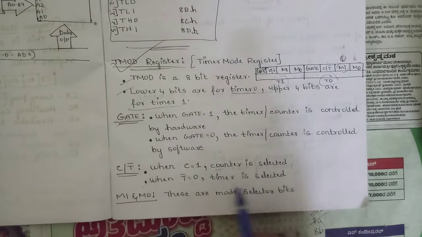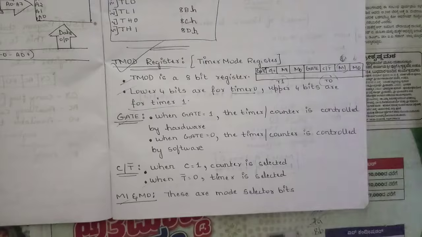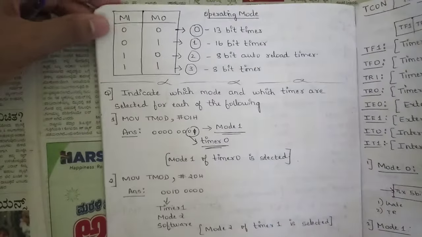Whenever T bar is equal to 0, timer is selected. M1 and M0 are the mode selector bits. And here are the different operating modes for this TMOD register.